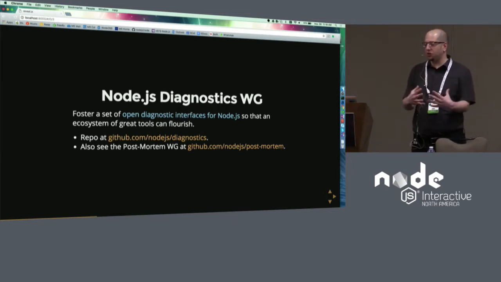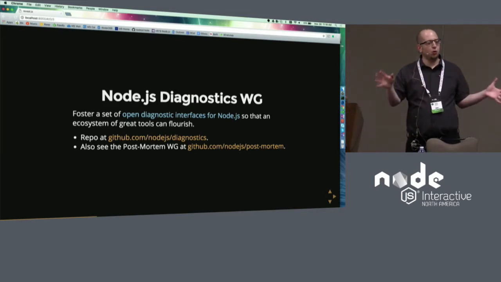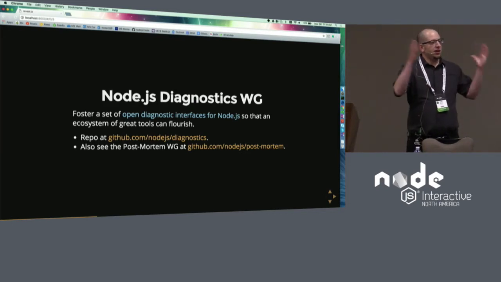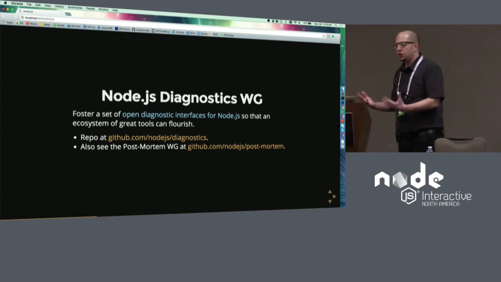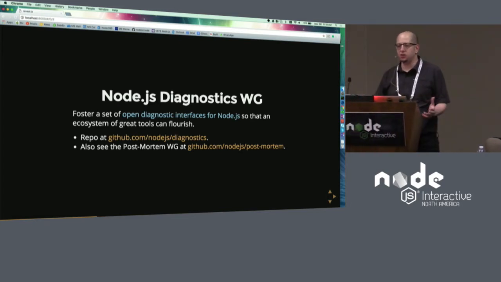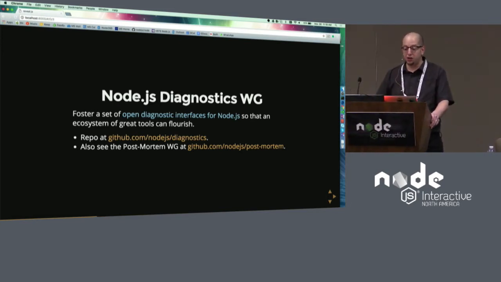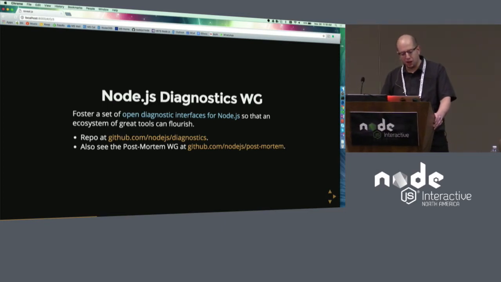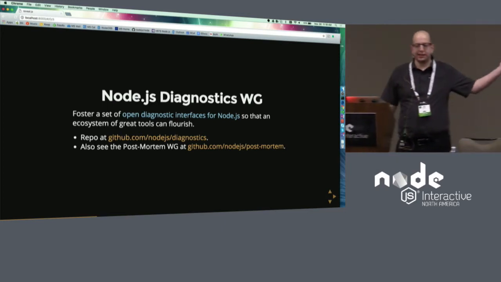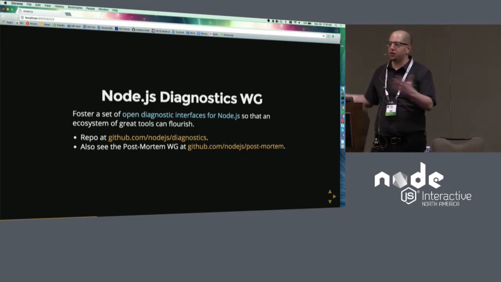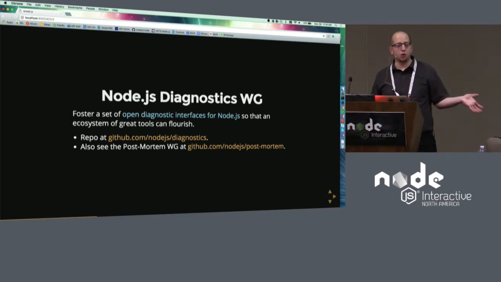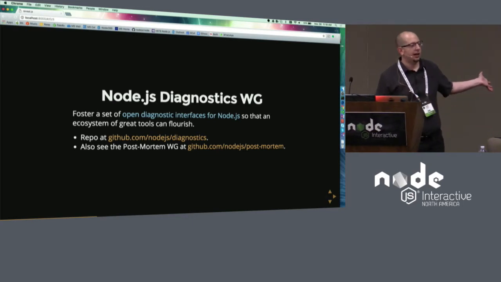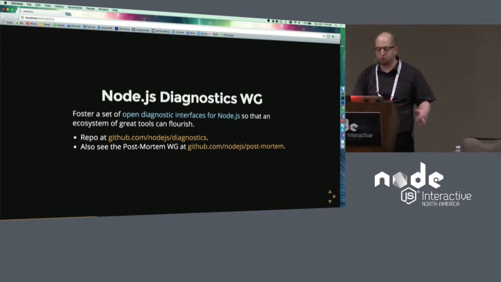It's to let us all come together and create a bunch of open interfaces that developers can use directly, that can be built into open source projects, that can be built into commercial products, stuff that we can all party on so that we can have a great ecosystem of tools to better understand our apps. So definitely check out Node.js Diagnostics. The issue tracker there is where we have discussions. There's some documentation in the main repo. Also, there's some overlap. The Postmortem WG also has some diagnostic tools, so check them out too.